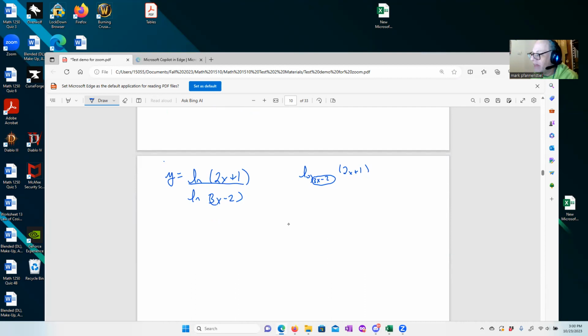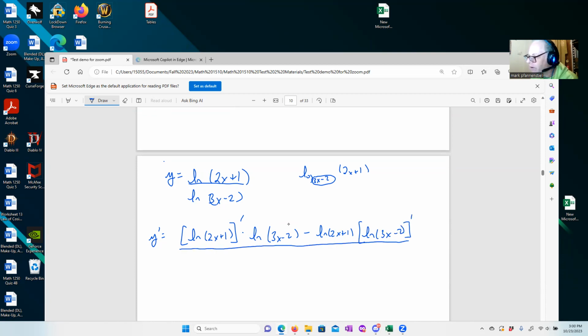All right. So now we get to do a quotient rule because we have two functions divided. So we have y tick equals the derivative of the first, ln of 2x plus 1, tick, times the bottom, ln of 3x minus 2, minus the top, ln 2x plus 1, times the derivative of the bottom, ln of 3x minus 2, all divided by the bottom squared. This is ln of 3x minus 2 squared.